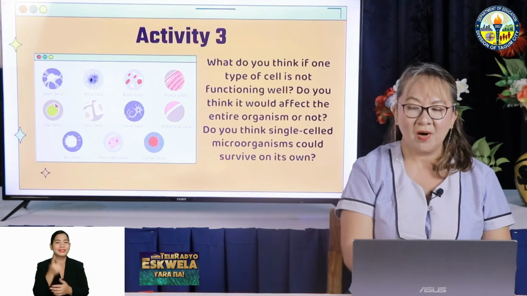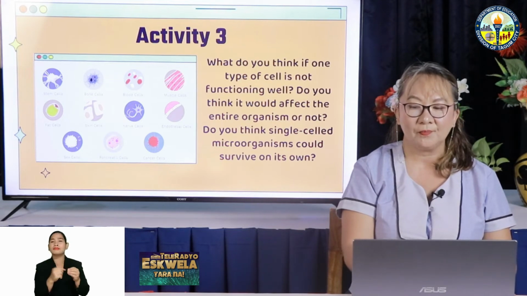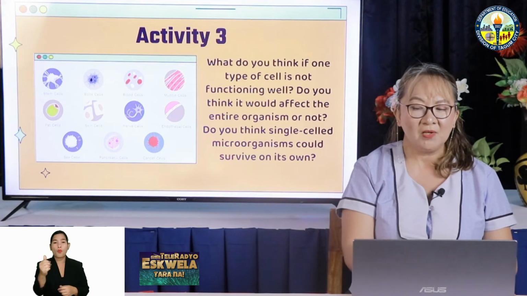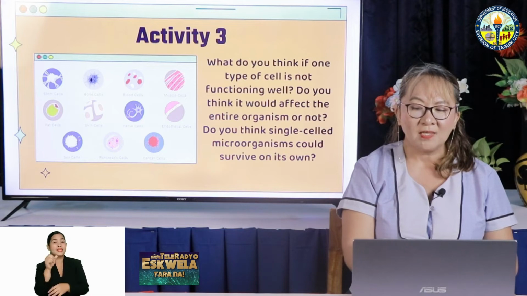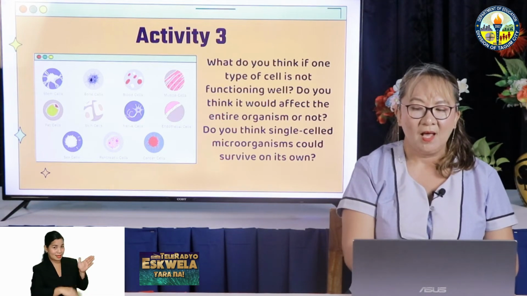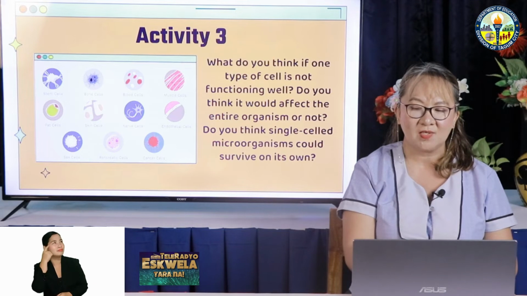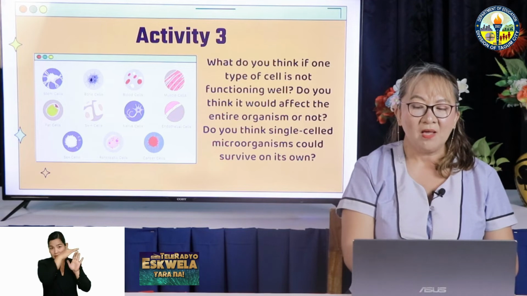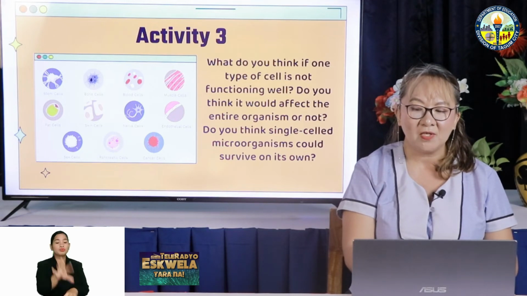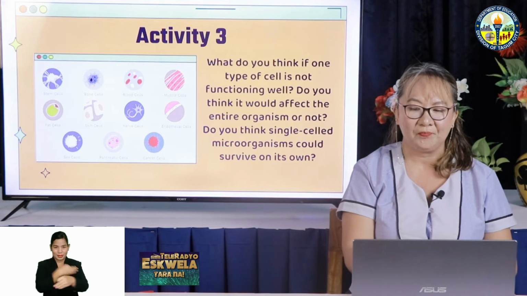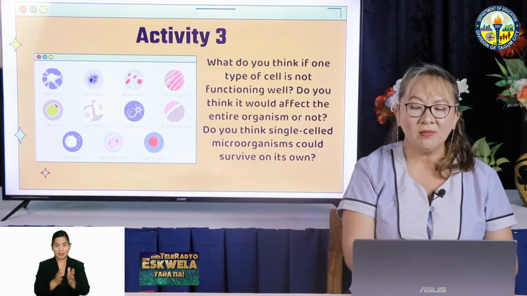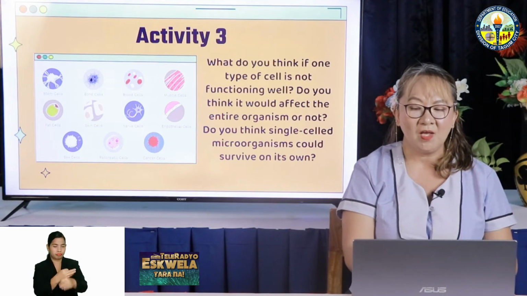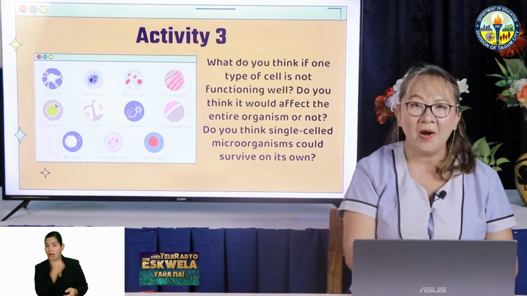Now, let's try to learn more about other types of cells, especially ones that we can find in our body. If you turn to page 11, you will see a roster of cells. Let us ponder the following questions. Given the list of cells in Activity 3, pick 3 of them and give their functions to the human body. What do you think if one type of cell is not functioning well? Do you think it would affect the entire organism or not?